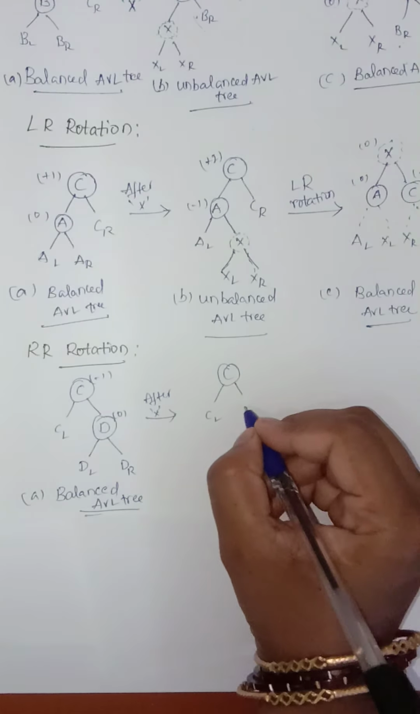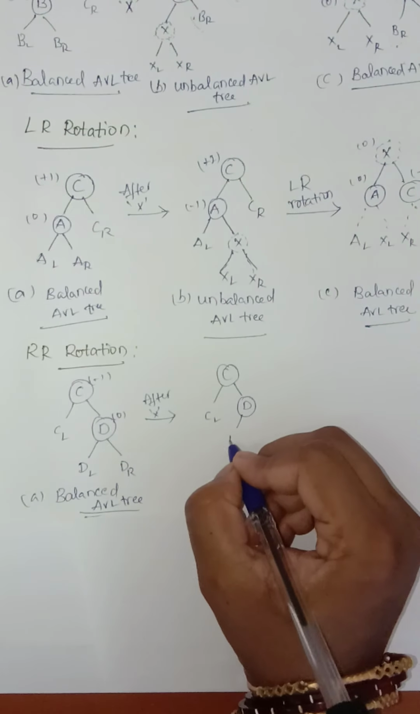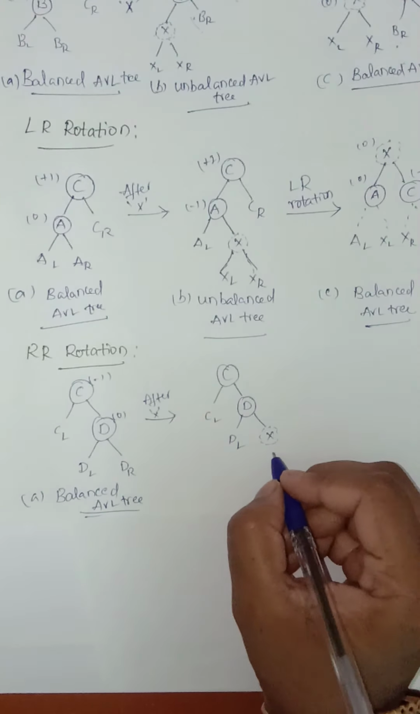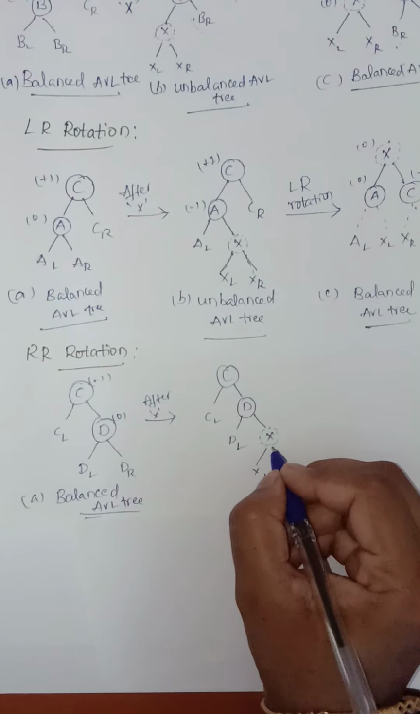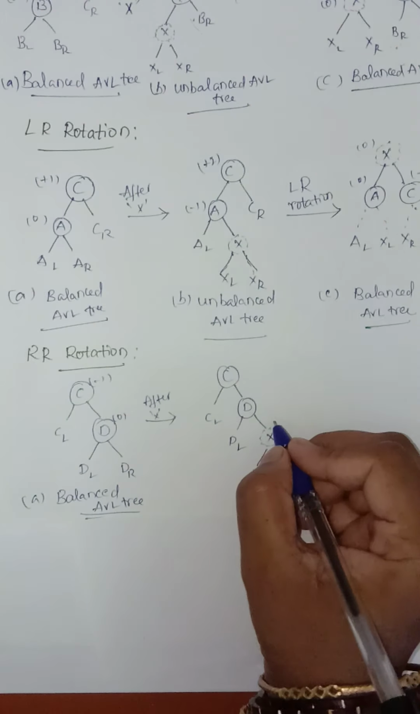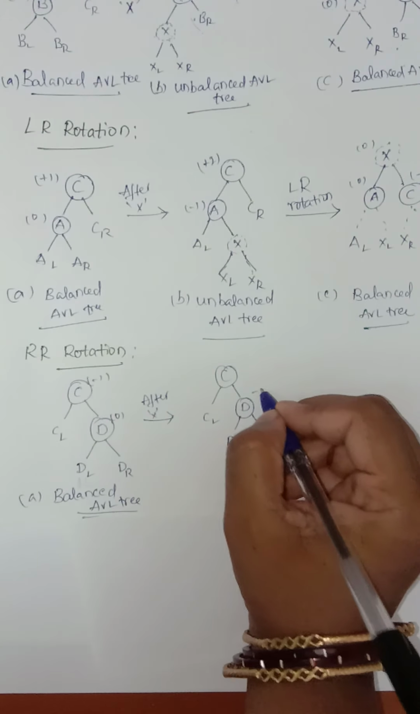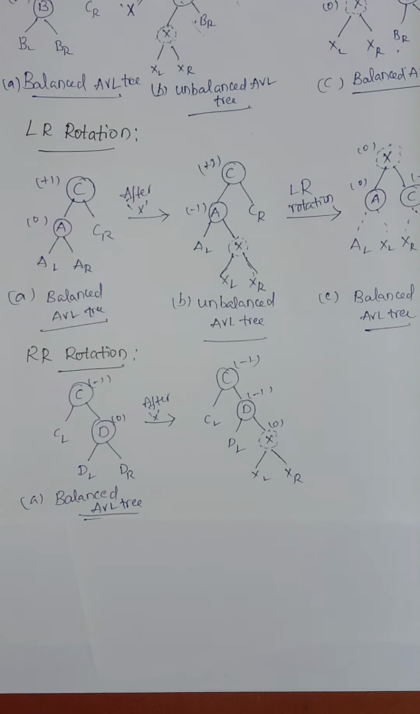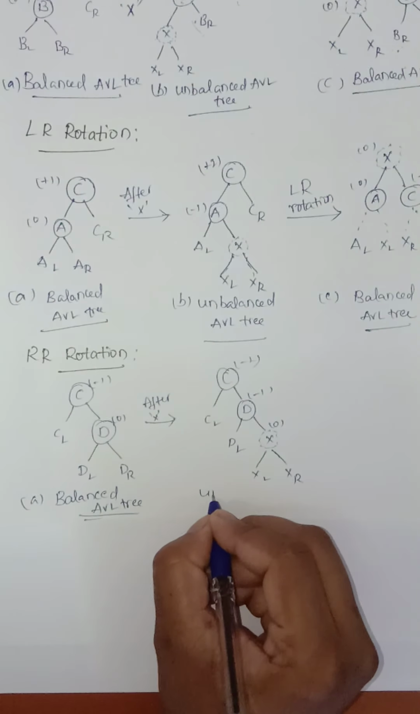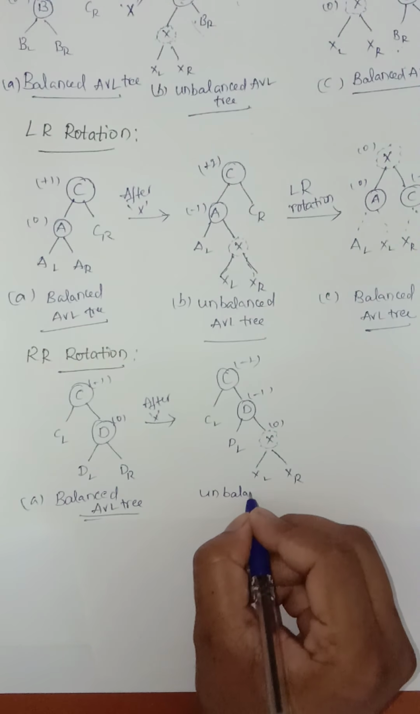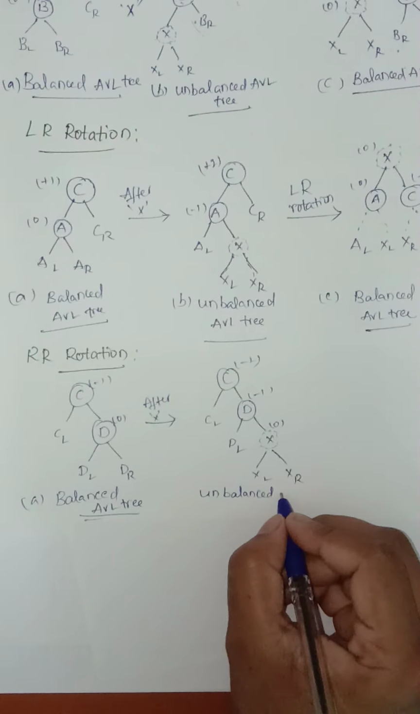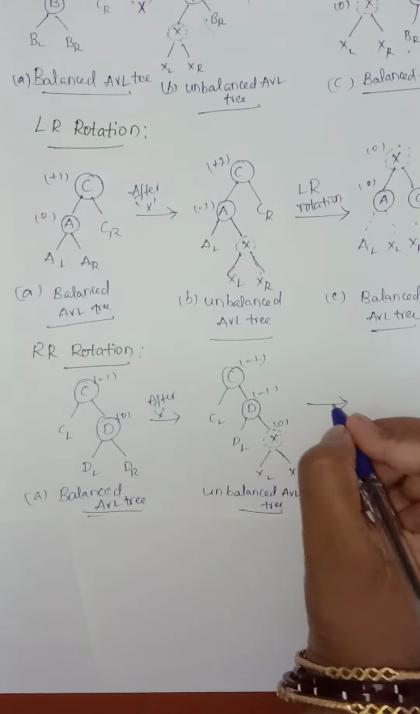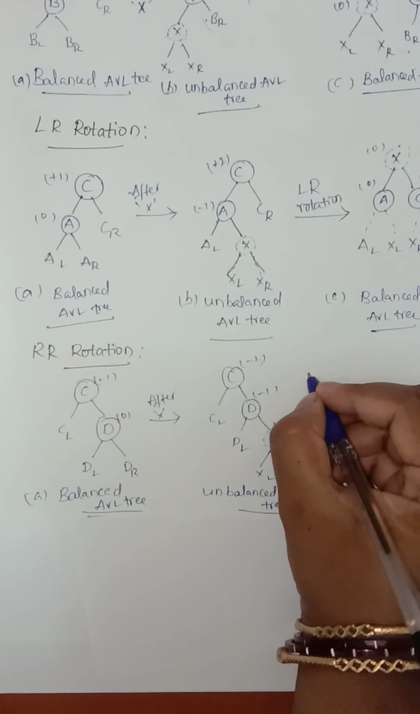same as it is, CL, D, DL, X. Here we are placing X, XL, XR. We are inserting the value. Here the balancing factor is 0. Here the balancing factor is -1. Here the balancing factor is -2. Then this is an unbalanced AVL tree. So we are getting the balancing factor as -2. Unbalanced AVL tree. RR rotation.